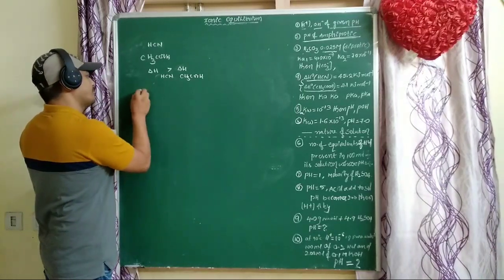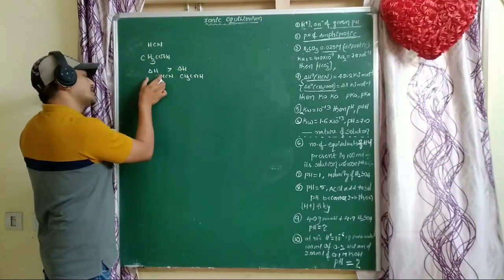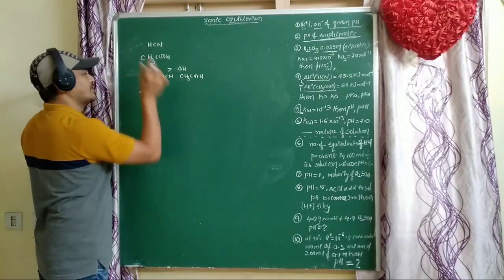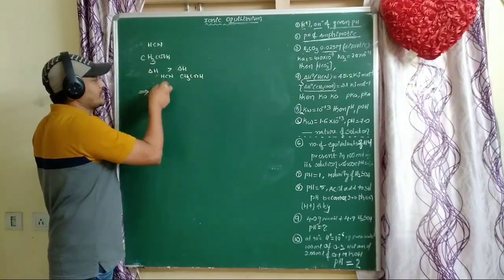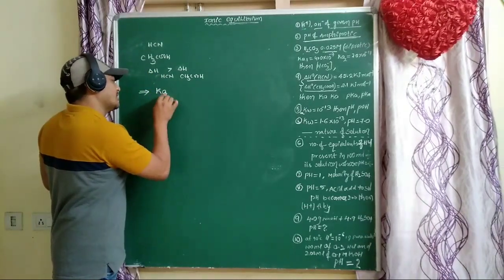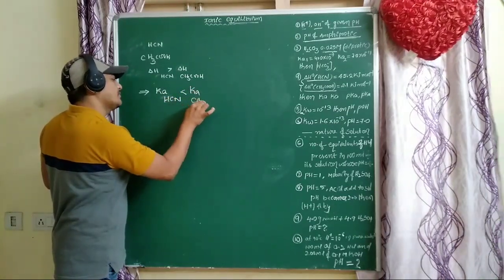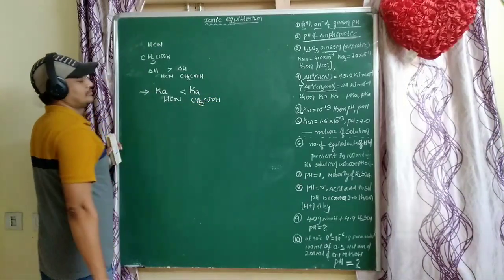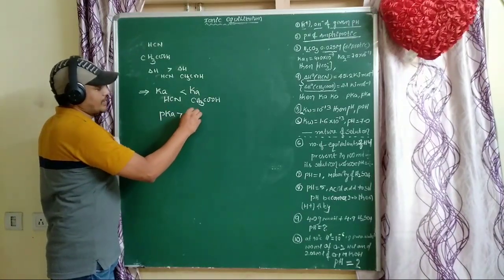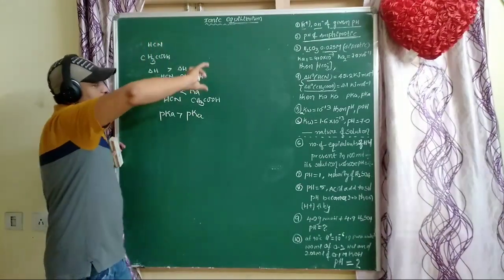So next, HCN is a weak acid when compared to acetic acid. Why? Because more dissociation energy is required for the dissociation of HCN. More energy required means it is the weaker acid. That means Ka of HCN is less than Ka of acetic acid. So pKa of HCN is greater than pKa of acetic acid. These are the relations based on the given dissociation energies.